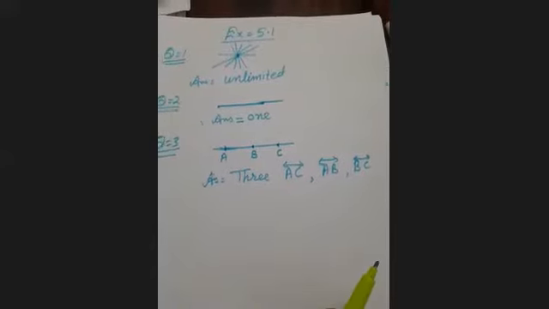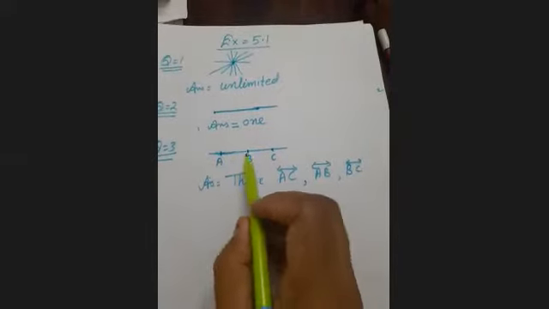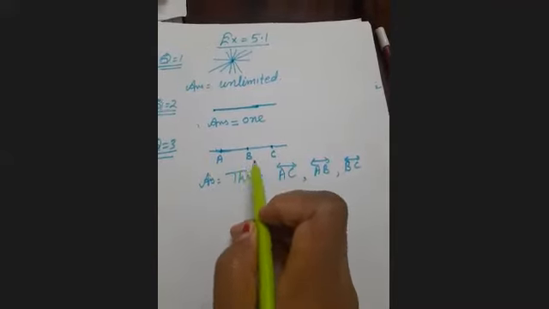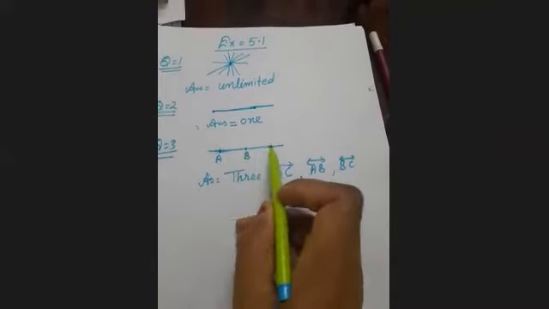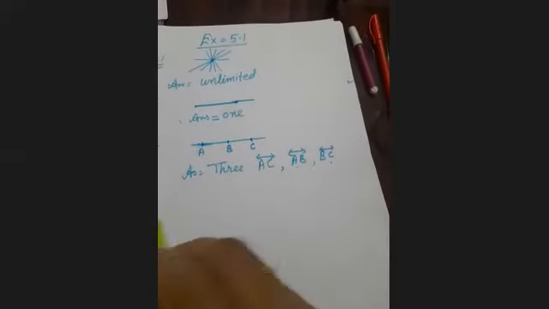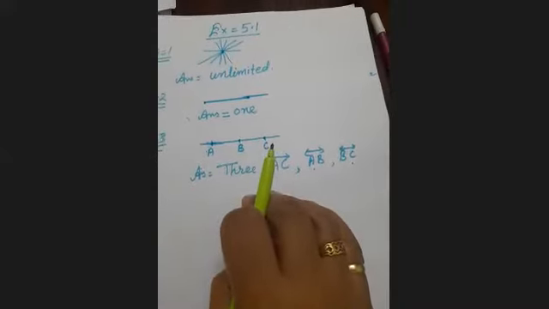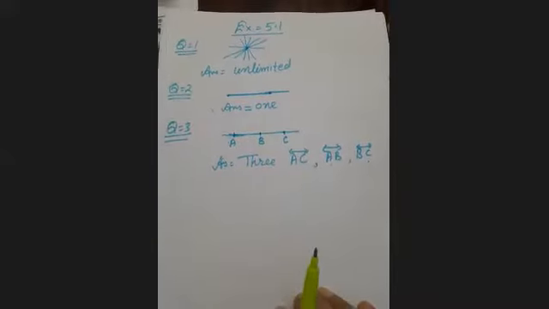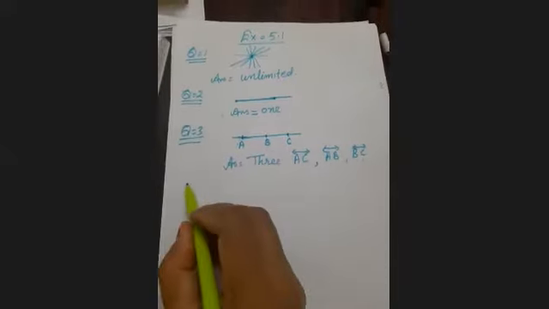Your question is, how many lines can be drawn through 3 collinear points? Suppose these are our 3 points. Now find how many lines can be drawn through these 3 points. So we can draw 3 lines: AB, BC, CA. These are 3 lines which we can draw through 3 collinear points. Clear, students? Next is the fourth question.